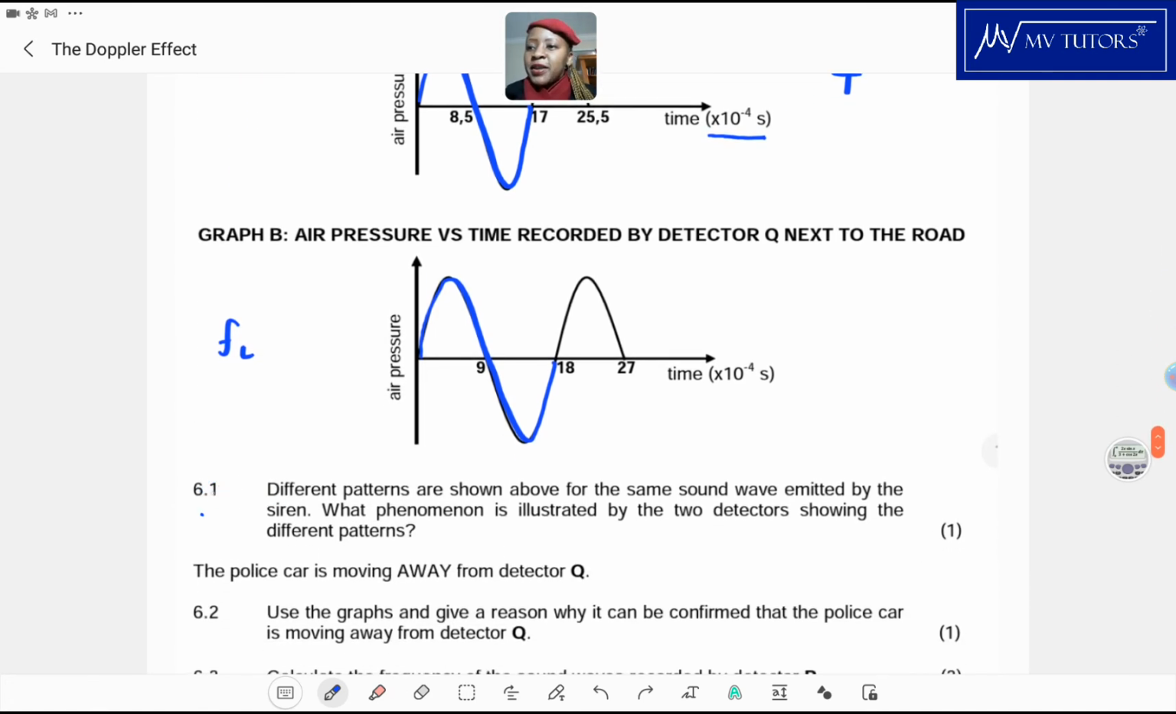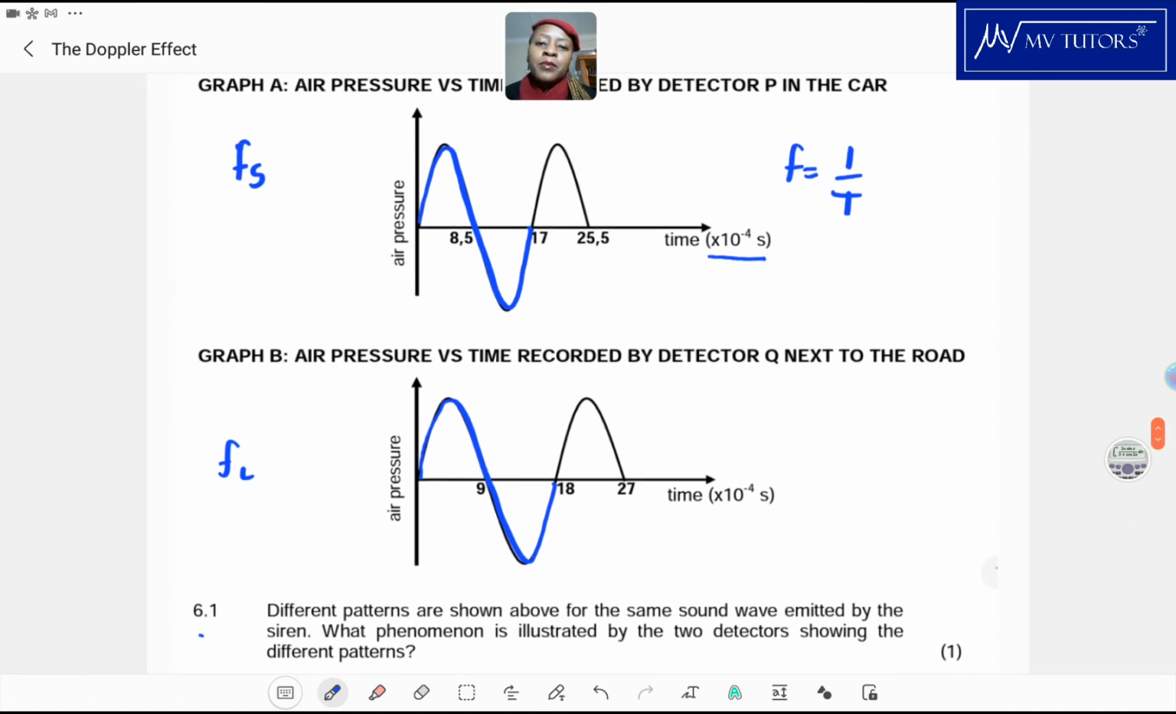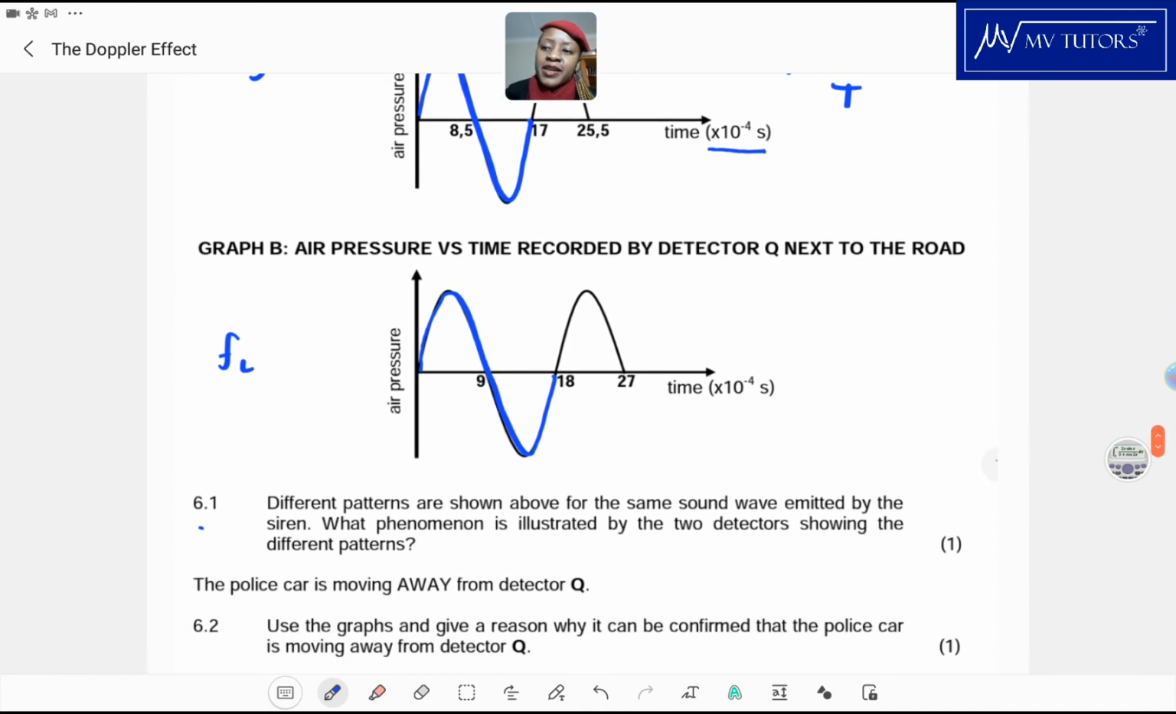Alright, 6.1. Different patterns are shown above for the same sound wave emitted by the siren. What phenomenon is illustrated by the two detectors showing the different patterns? Okay, this phenomenon, guys, is called the Doppler effect.